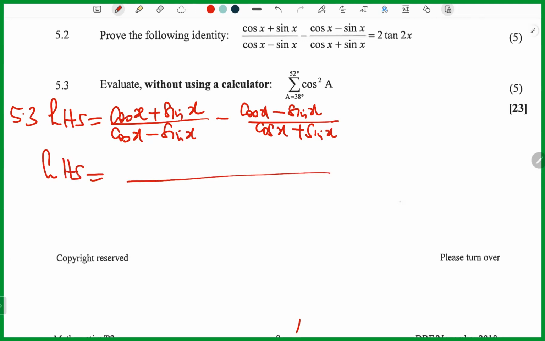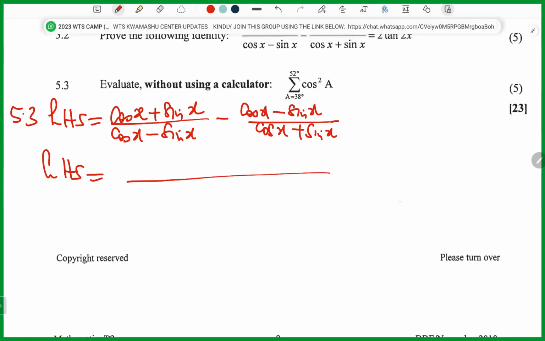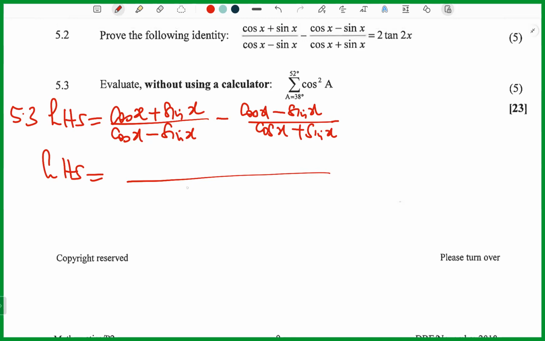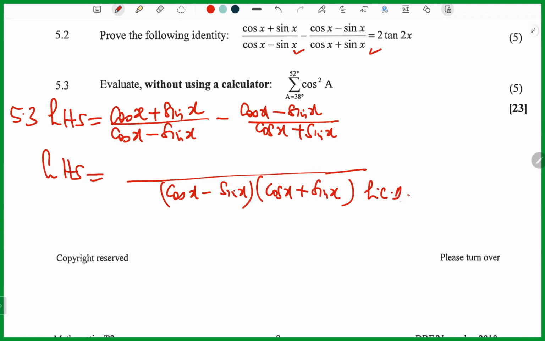That is the left. So just remove this red one. Okay, so we need to somehow add these two fractions. To add them, we do the following. It becomes cosine x minus sine x into cosine x plus sine x. I've just picked one of each of these denominators and multiplied them to constitute something we call the lowest common denominator of the two fractions.